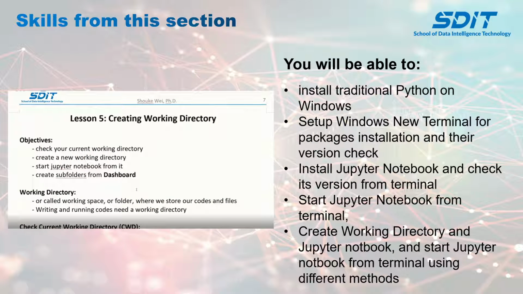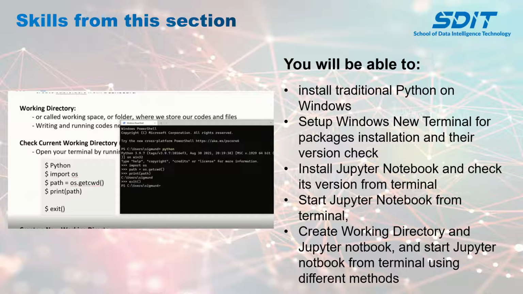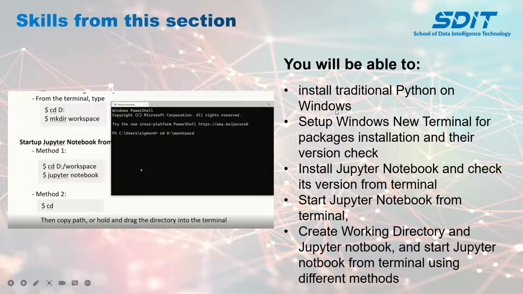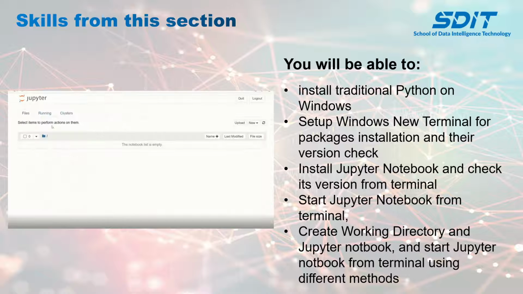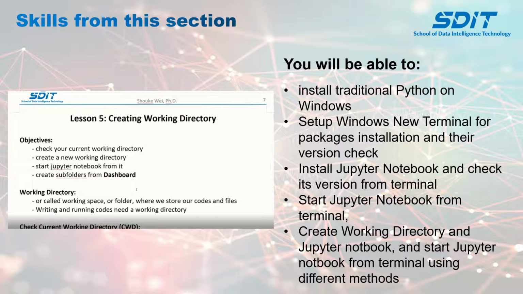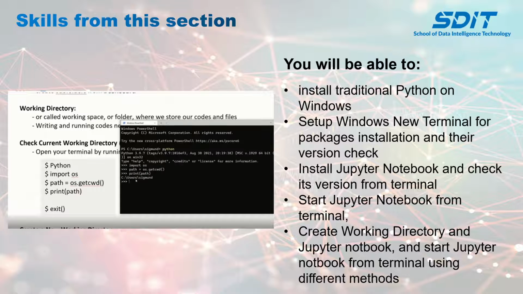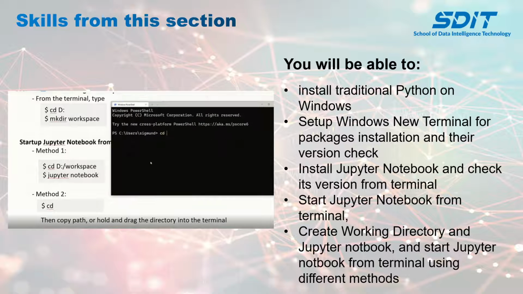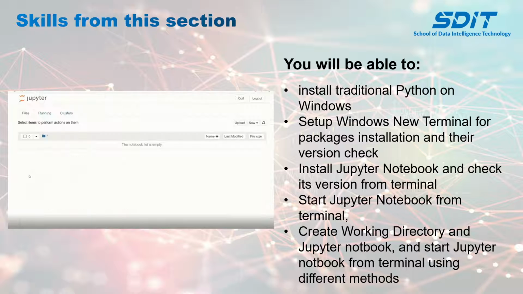After this section, you will be able to install traditional Python on Windows, set up Windows new terminal for package installation and version checks, install Jupyter Notebook and check its version from the terminal, and start Jupyter Notebook from the terminal. You will also create a working directory and a Jupyter Notebook, and start Jupyter Notebook from the terminal using different methods.